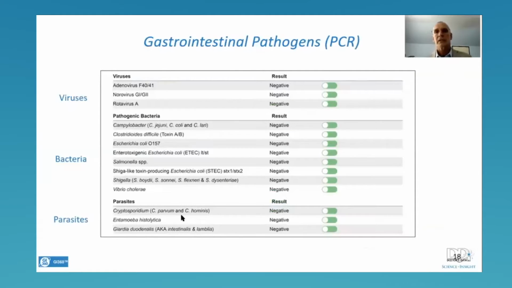For gastrointestinal pathogens, we use PCR, and this is an FDA-cleared PCR platform that detects the most common viruses, bacteria, and parasites that are associated with diarrheagenic disease.